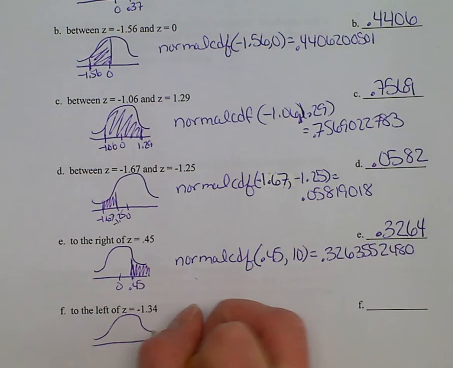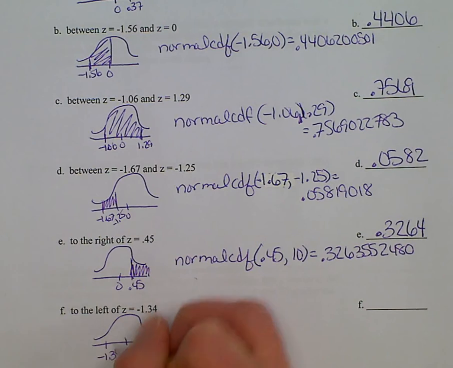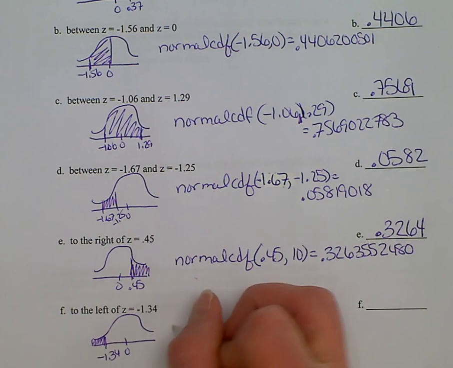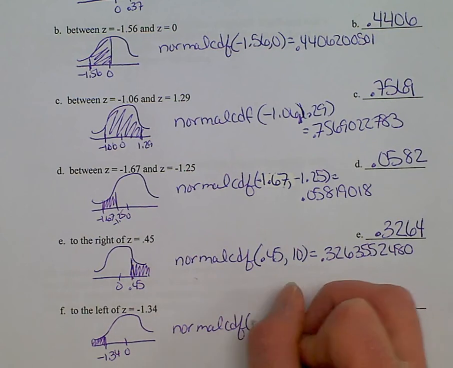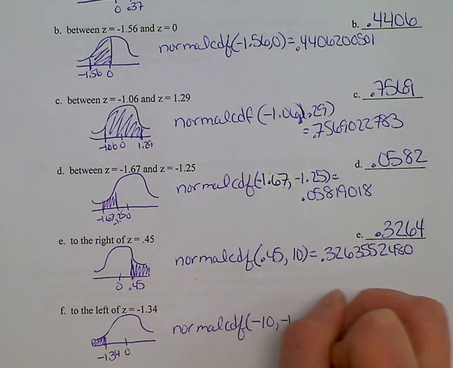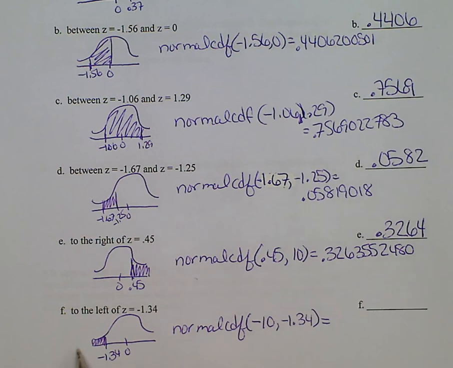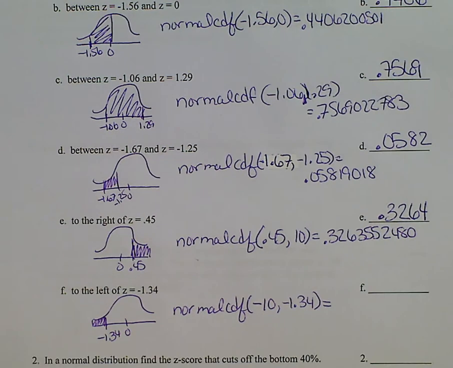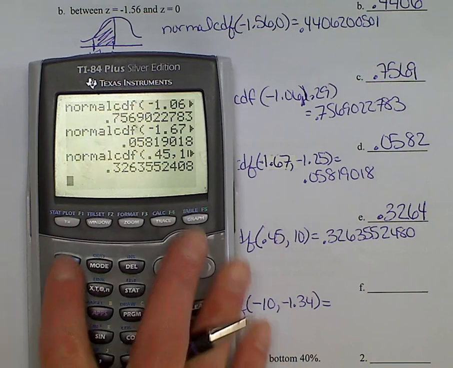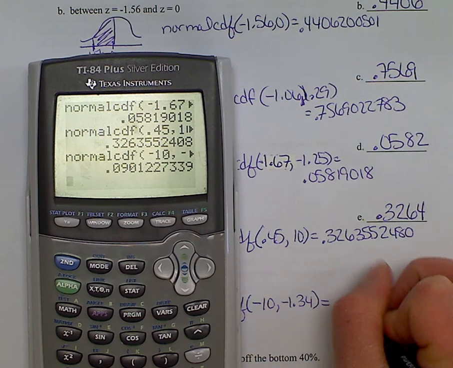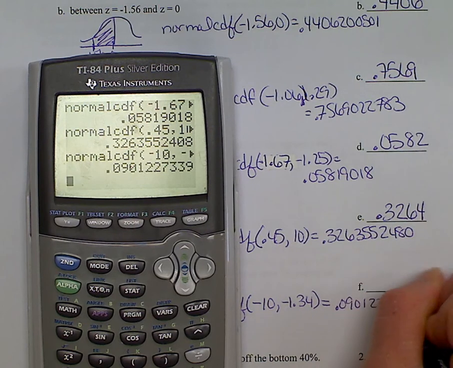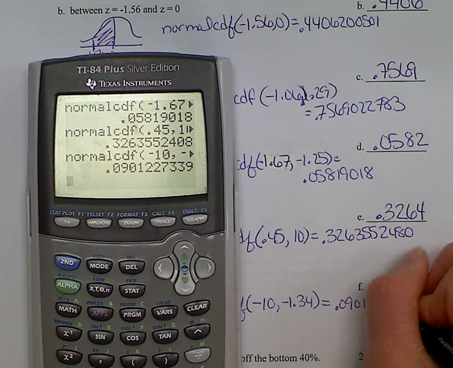Now the next one is all the way to the left. So we're shading to the left of negative 1.34. At the left here, we don't know where we started. Technically, it's negative infinity, but negative 10 will be enough to cover our ground underneath our curve. And we get 0.0901.